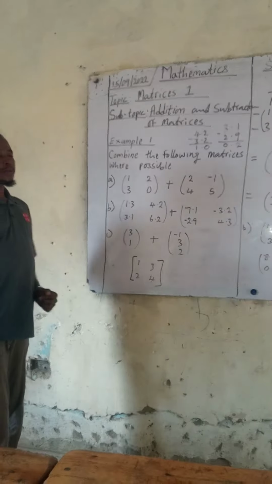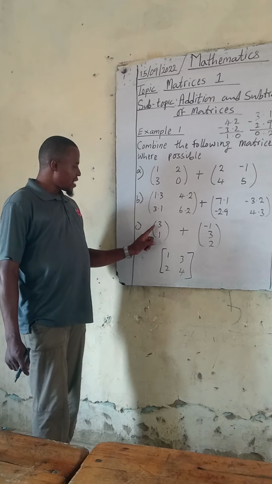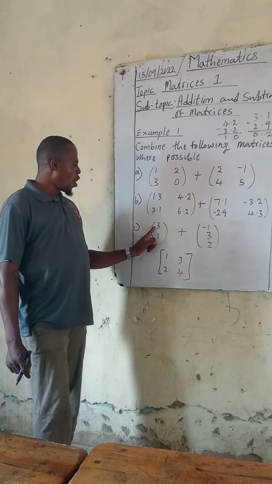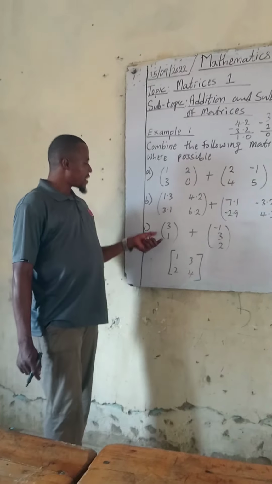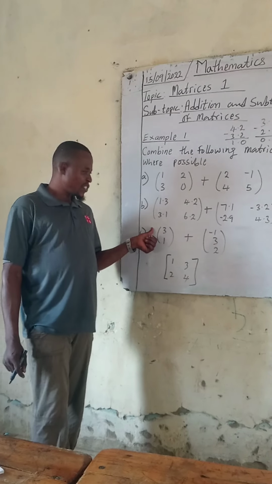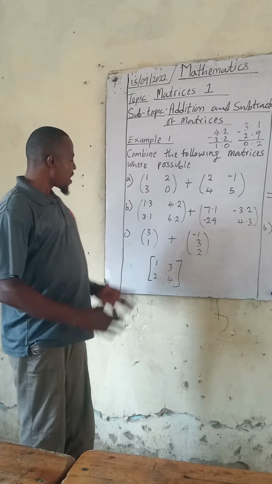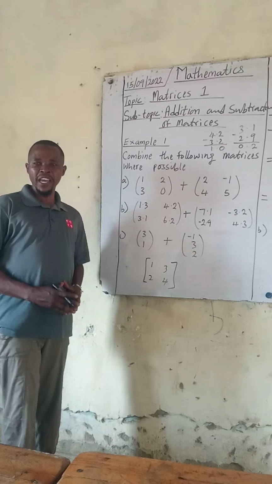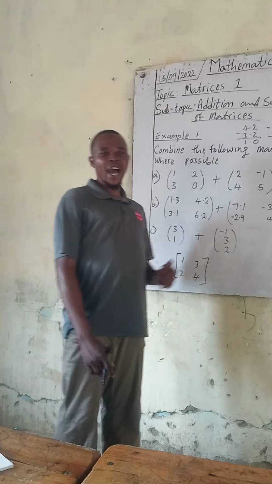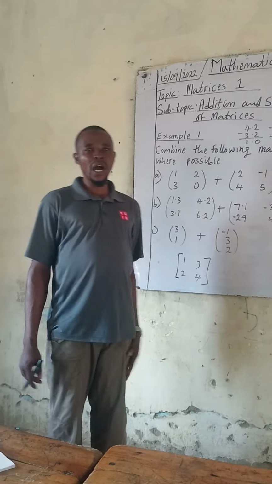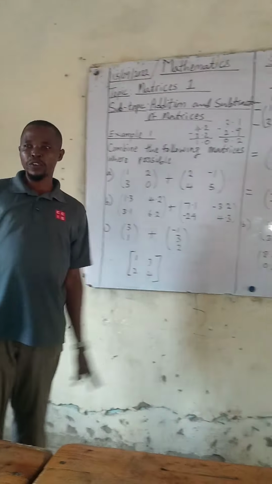Then number C now. If you look at it very well, in the first one we have 3 and 1, which means the order of this matrix is row 1, row 2. That's a 2 by 1 matrix. Then we also have a 3 by 1 matrix. So we cannot add them together because the two of them do not have the same order. So we cannot add a 2 by 1 matrix plus a 3 by 1 matrix. So let's continue. Any question on that before we move forward?